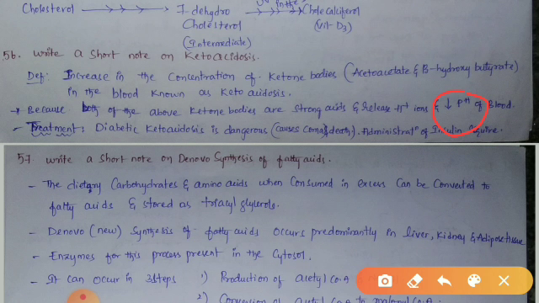How can we treat this ketoacidosis? Generally, in the diabetic condition, ketoacidosis may arise. That diabetic ketoacidosis can be treated with the help of administration of insulin.